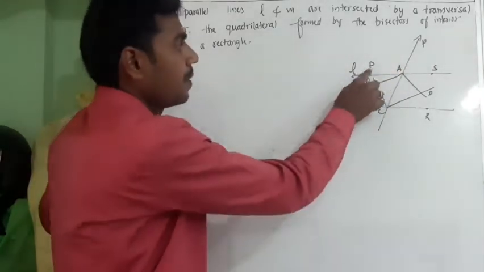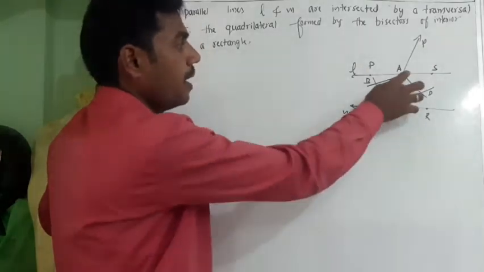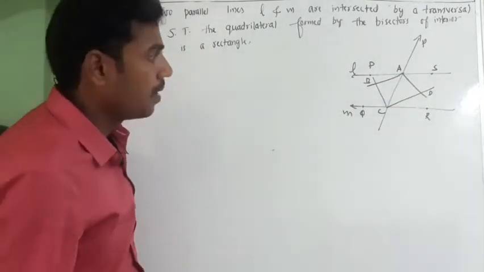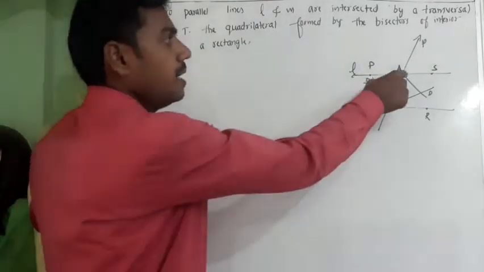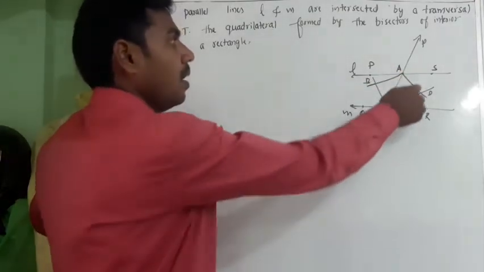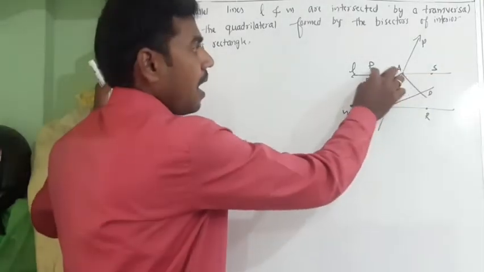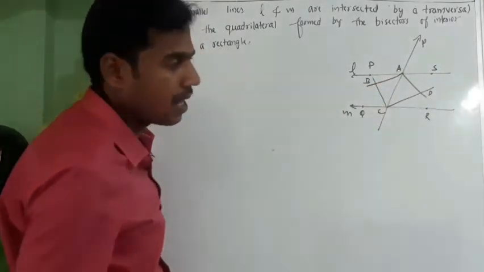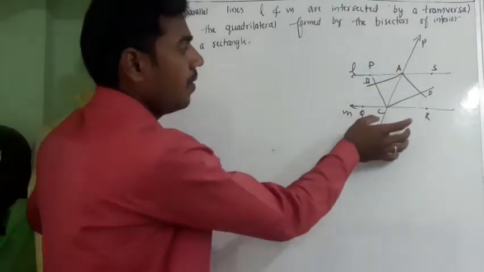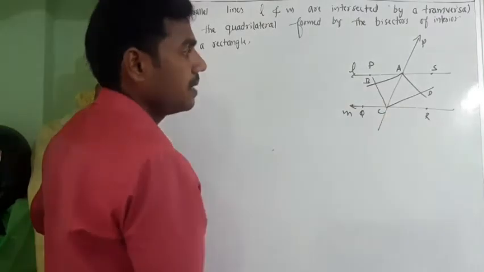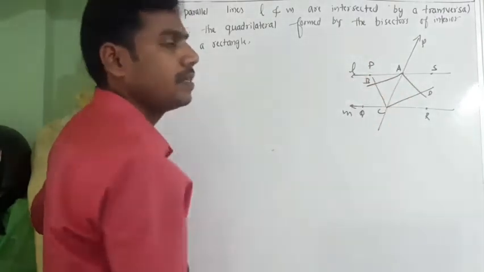interior angles? PAC, CAS, ACQ and ACR are the four interior angles. Now, the bisectors of the interior angles. For angle PAC, AB is the angle bisector. For angle CAS, AD is the angle bisector. Similarly for ACR, CD is the angle bisector, and for ACQ, CB is the angle bisector.